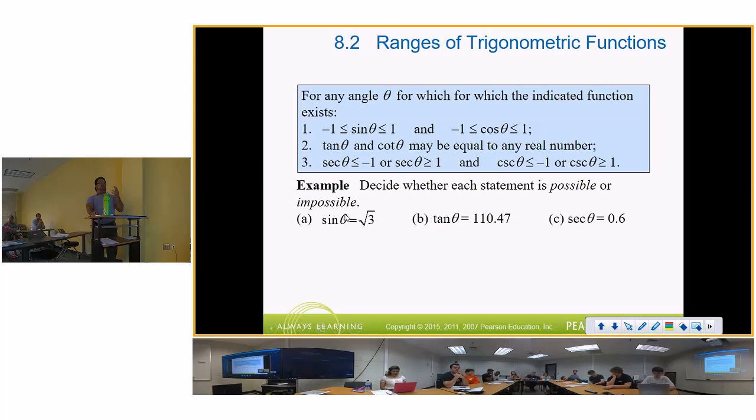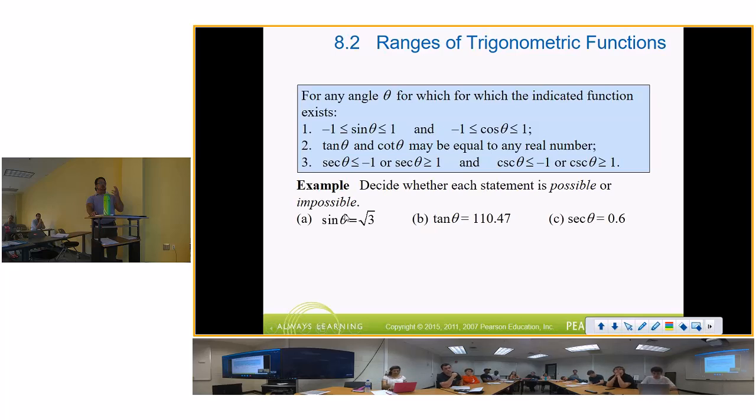All right, decide whether each statement is possible or impossible. For any angle for which the indicated function exists, sine of theta is between -1 and +1, and the cosine is from -1 to +1. Tangent and cotangent may be equal to any real number. Secant, and so on. I'm not going to go through that.